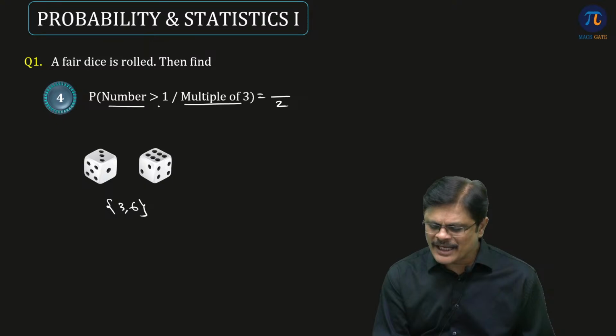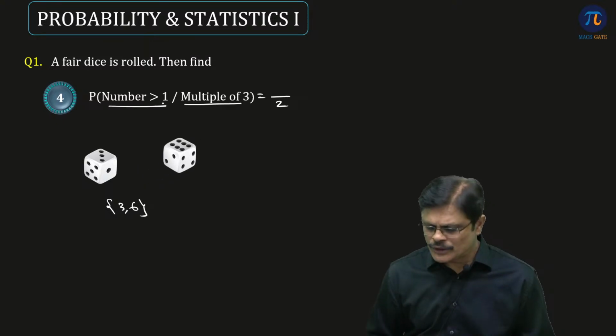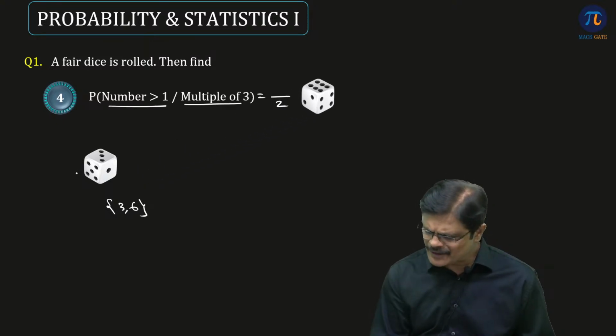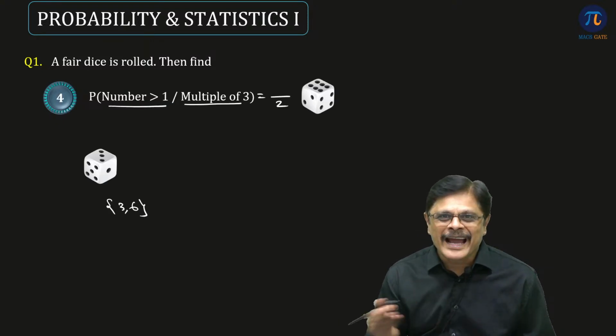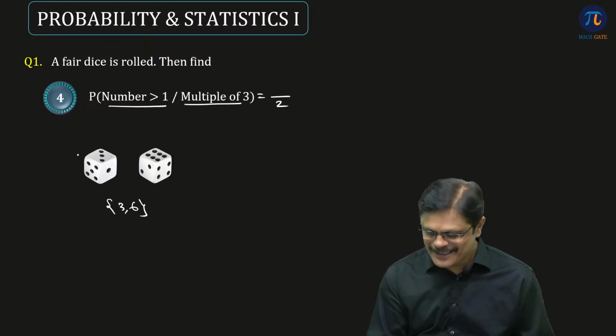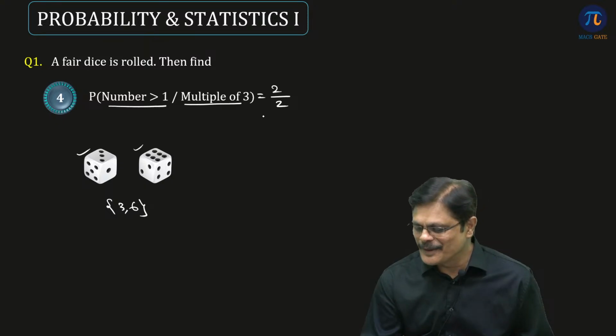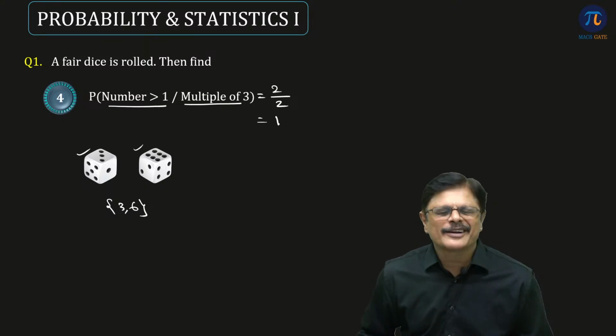Out of which, how many are greater than 1? Both, I think both are greater than 1. 3 is also greater than 1. Sorry for that, I think a wrong animation. Both are favorable. Actually, both are favorable. 2 by 2. So the answer is 1. Sorry for the wrong animation.